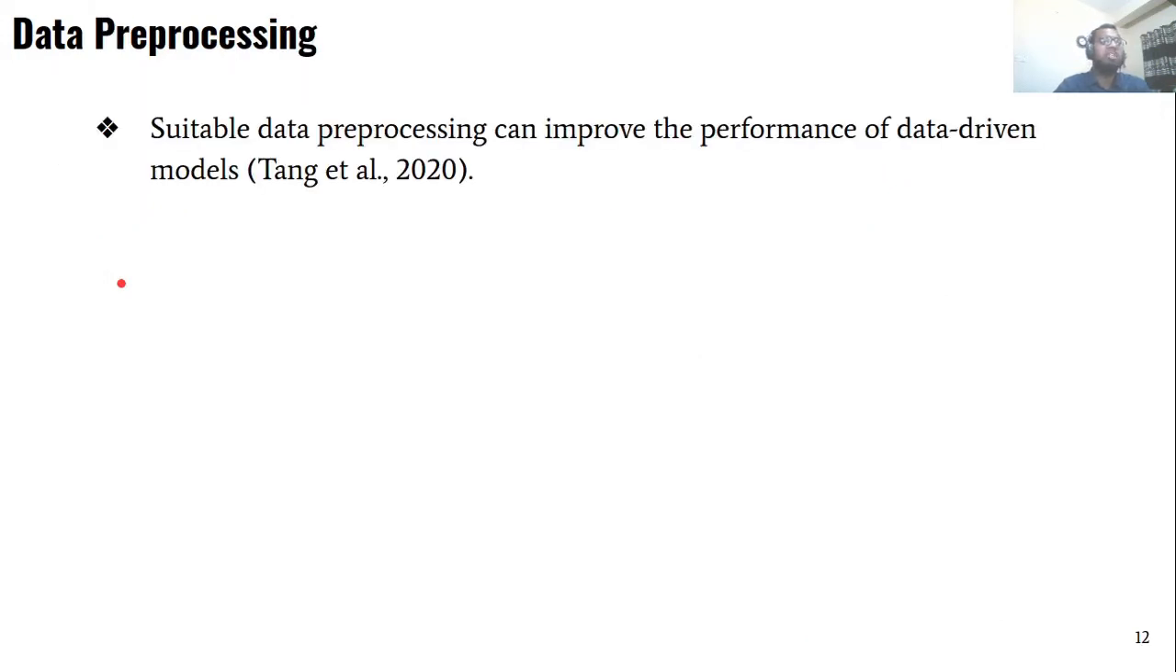Now in the data pre-processing step, of course it is well known that suitable data processing can improve the performance of data-driven models. So specifically we utilize this particular data processing technique. X refers to the unprocessed data. We subtracted the unprocessed data by its mean, and then divided by the standard deviation, and this operation is done on all 6 dimensions. By this process we obtain the pre-processed data.